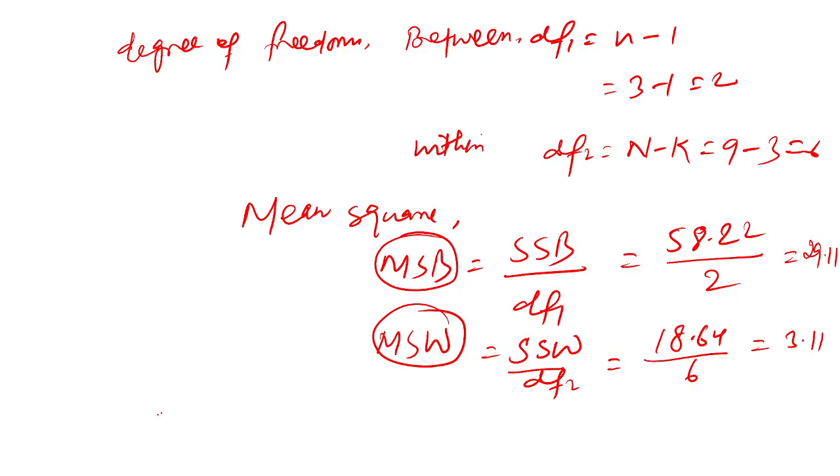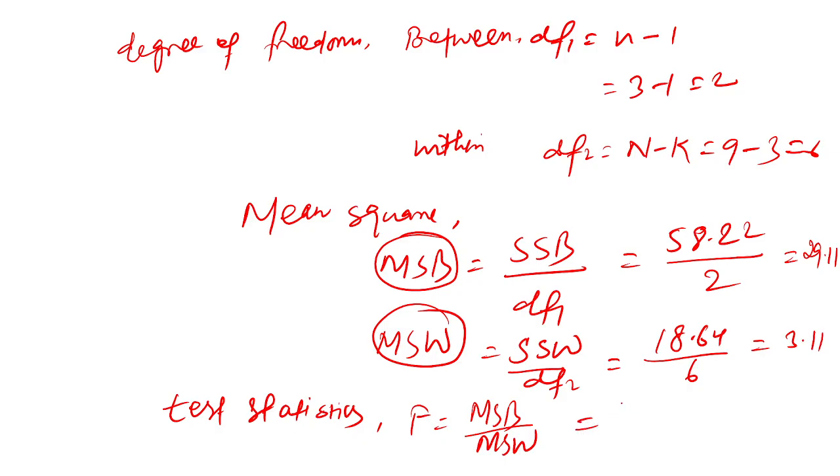So now the idea is to go with the test statistic. The statistic is F is equal to MSB upon MSW. MSB, how much we have? 29.11 by 3.11. How much will the value get? Somewhere 9.36. It's an approximate, it's not the actual value.